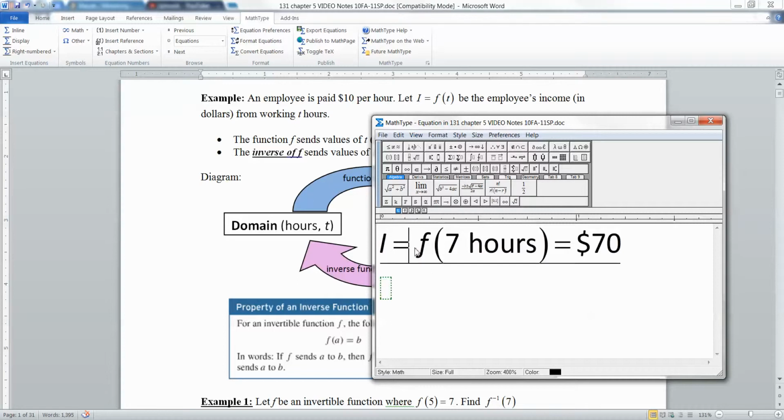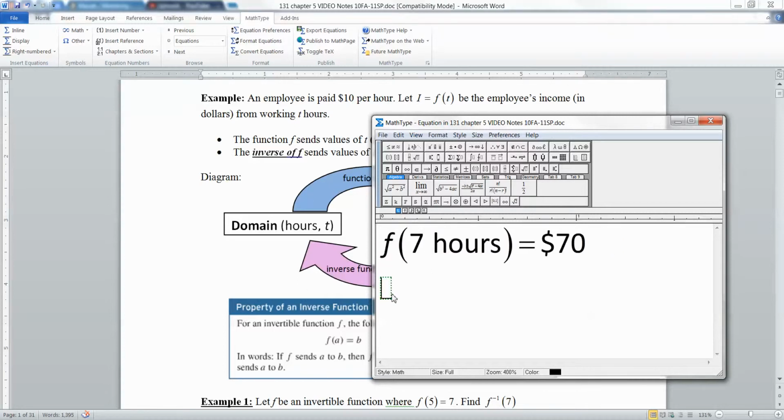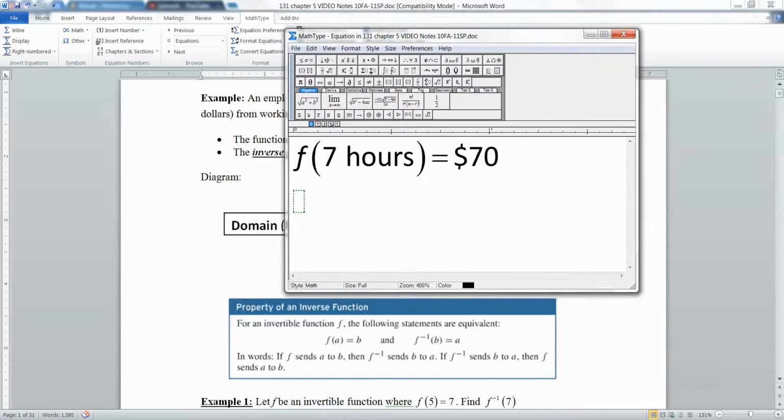Then the inverse function, which is abbreviated with this little f -1 thing, the way we say that is f inverse. That's what that means. It doesn't mean -1, it means inverse. It would say, hey, if I take the inverse of $70, that's going to be 7 hours. They're opposites of each other. So f takes the input of hours, gets you dollars. The inverse function then takes you dollars and gets you hours. And that's what this box is telling you happens.